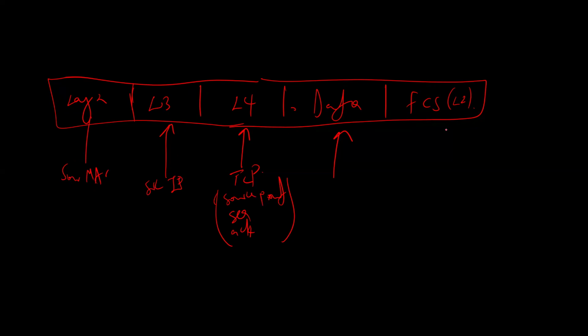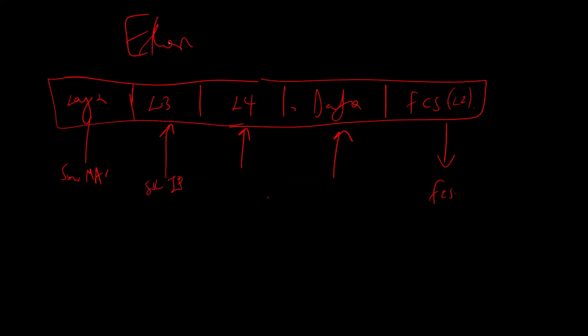Then in layer 2, FCS. That's all the information you want to transmit at a given time. Data, payload. As long as we are using Ethernet, I repeat, as long as we are using Ethernet, 1460 bytes is the maximum size segment here. FCS, if you go and check, even if you Google, you see FCS is 4 bytes.